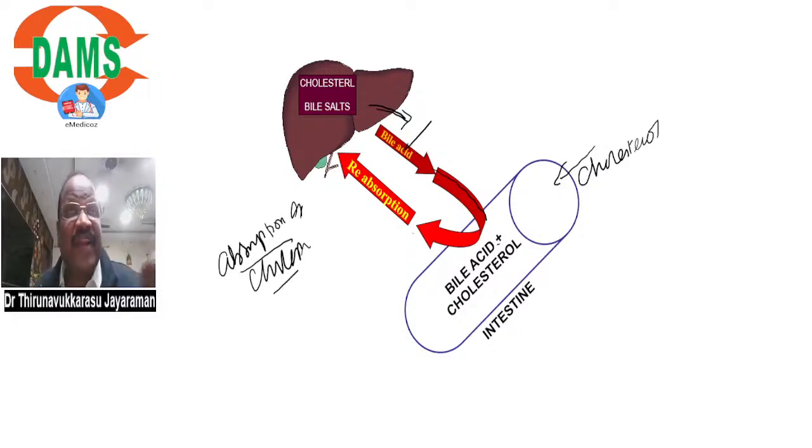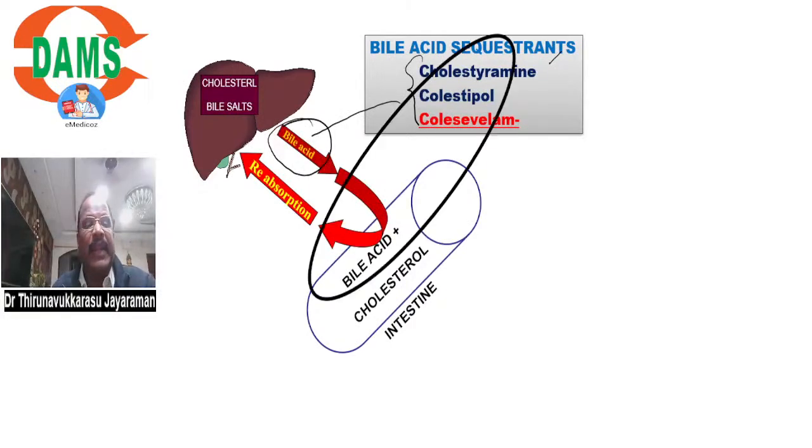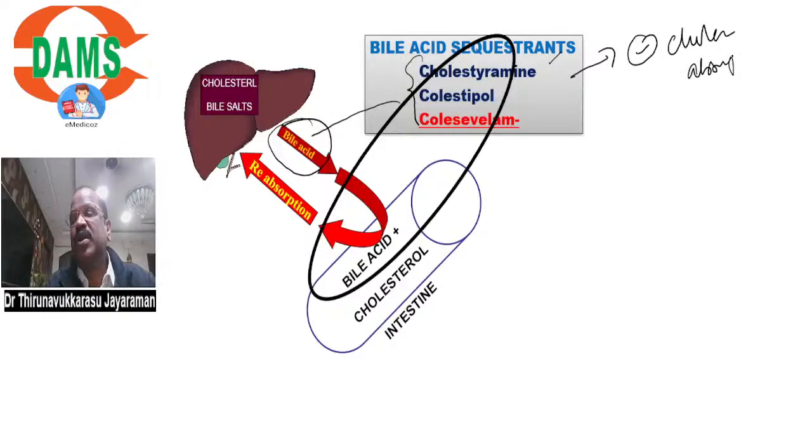Now I want to prevent the absorption of cholesterol. For that, I have bile acid sequestrants. For example, drugs like cholestyramine, colesevelam. These are called bile acid sequestrants. If I give any one of these drugs, they bind the bile acid. By binding the bile acid, they don't allow it to bind cholesterol, so cholesterol is not absorbed. So these drugs also inhibit cholesterol absorption from the intestine. They are called bile acid sequestrants.